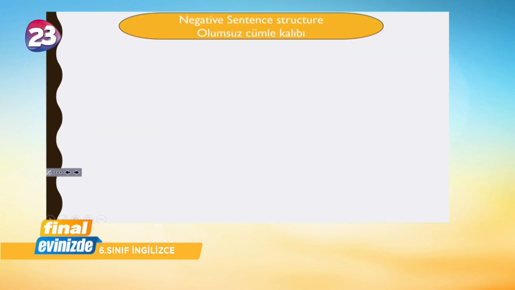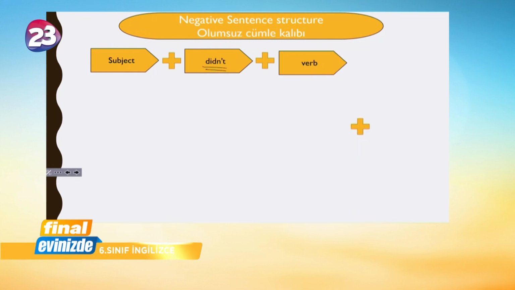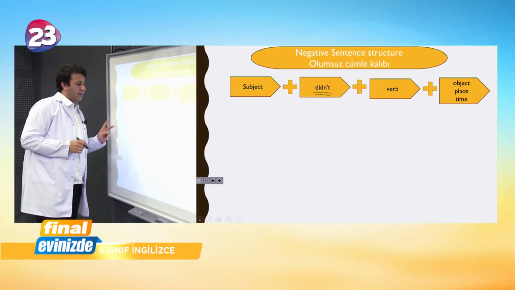Okay, now again let's carry on. Now we are going to build negative sentences. First subject, then we are going to put didn't. This is so important. And verb. And then object, place, or time, rest of the sentence. Be careful, I didn't say regular verb or irregular verb because we are going to use base form of the verb, okay? All right, let's go ahead.